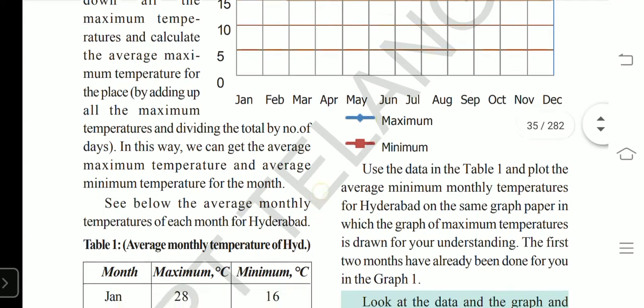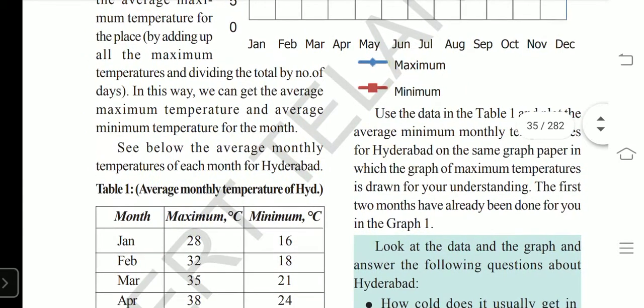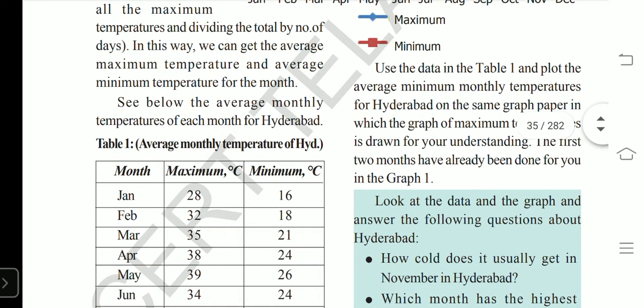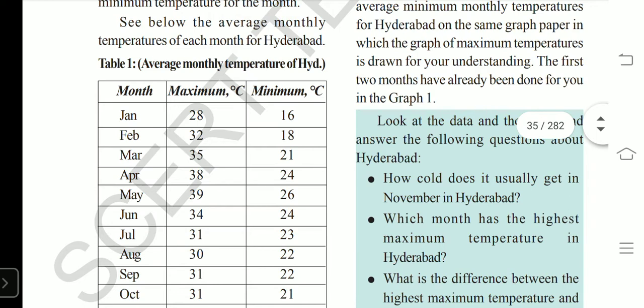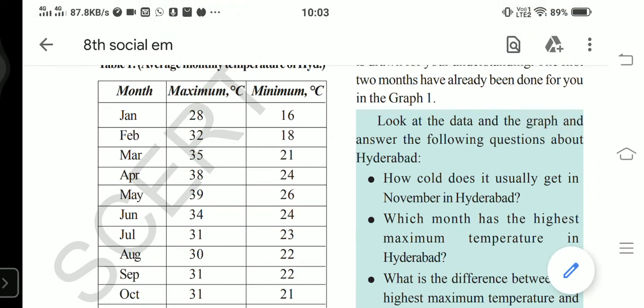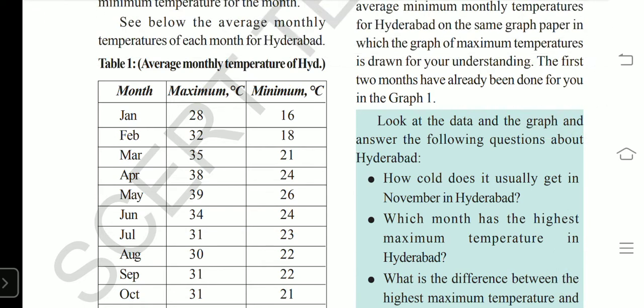Okay, let us see that example by going through table 1. My dear students, it is the place Hyderabad. Average monthly temperatures of each month are given for Hyderabad. Look at this table. This is the maximum temperature, and this is the minimum temperature recorded every month end for the place Hyderabad, right?